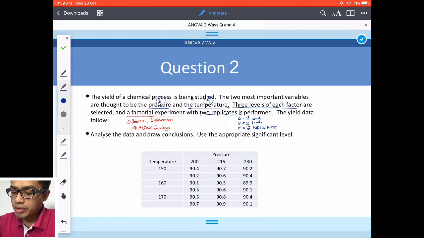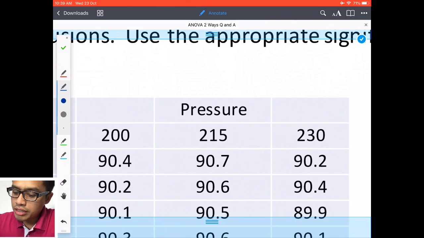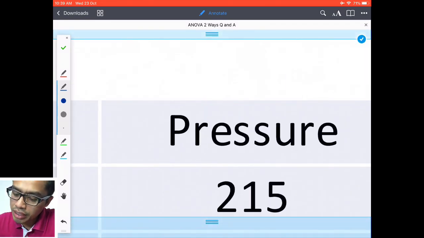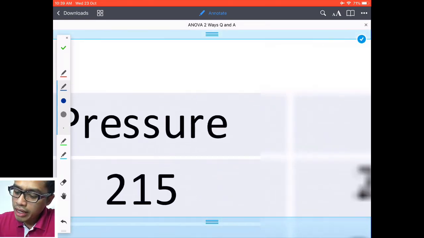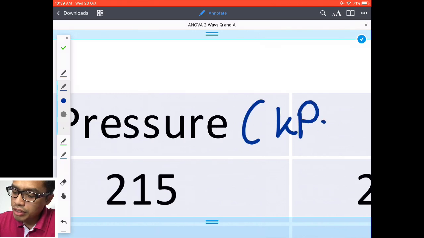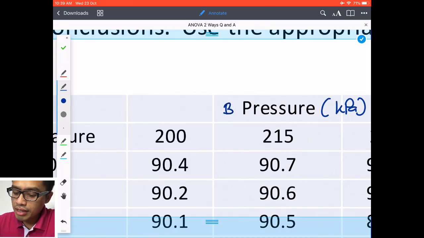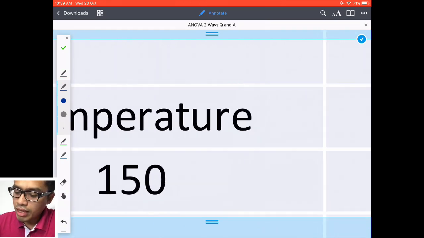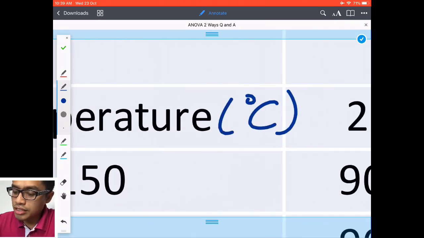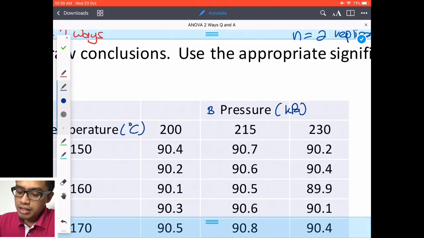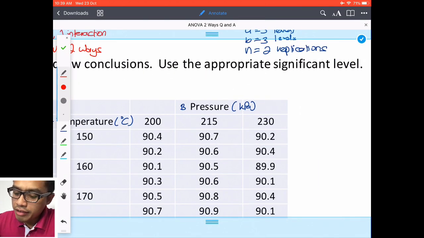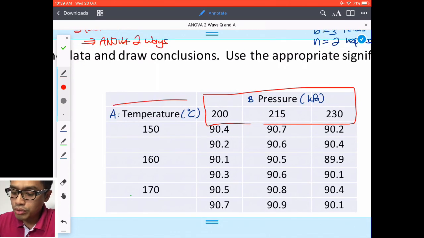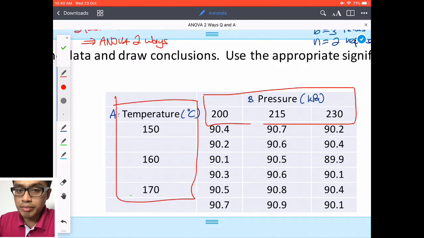Okay, 2 replications. So here I have pressure. Pressure will be B, and let's say the unit is kilopascal. Temperature is A, and the unit is degrees Celsius. All right. So I have 3 levels for pressure and also 3 levels for temperature.